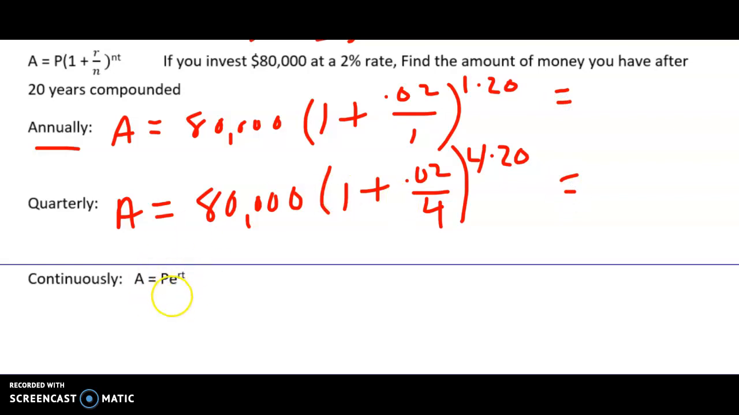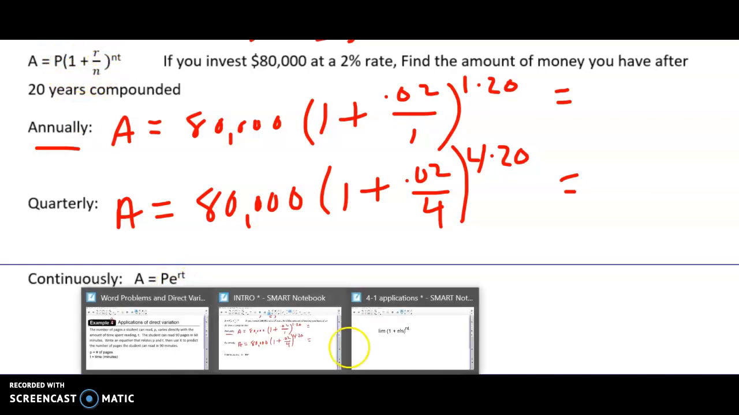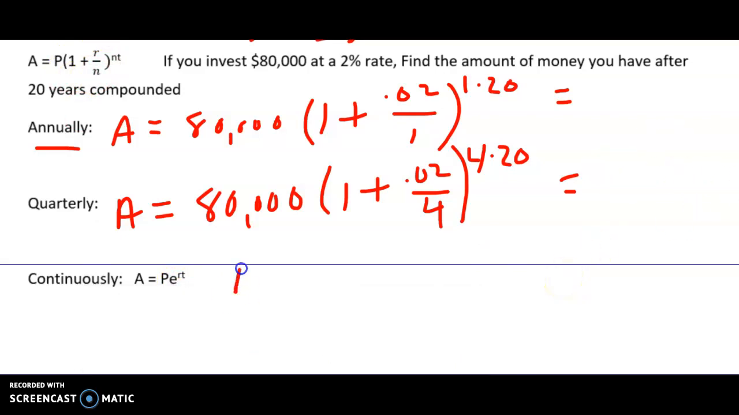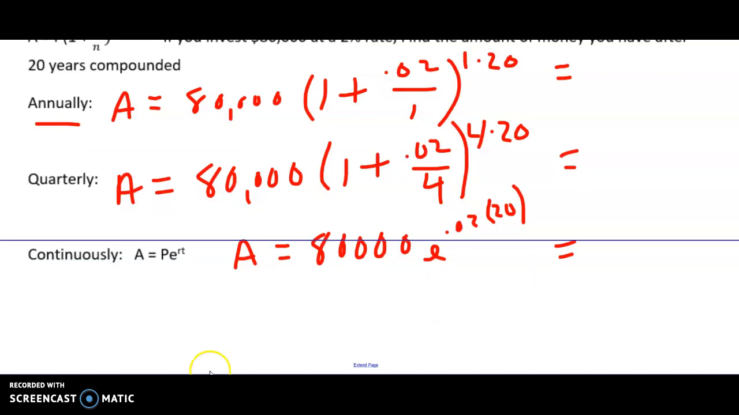Continuously is when we use E. All right, this 1 plus R over N to the N goes away, and it's just E. So it's A equals P, 80,000. Whoops, 80,000 is still there. 80,000 e to the 0.02 times 20 power. Okay, so let's see what we get for all those answers.